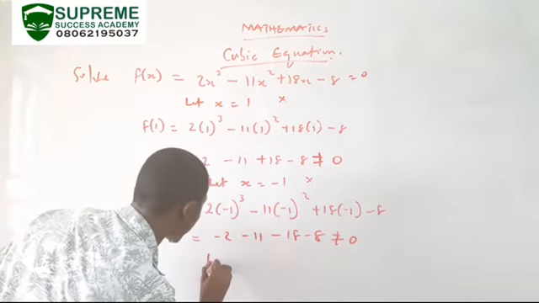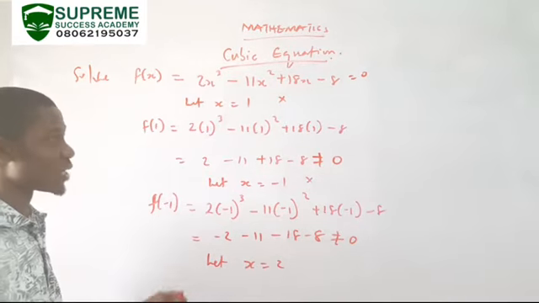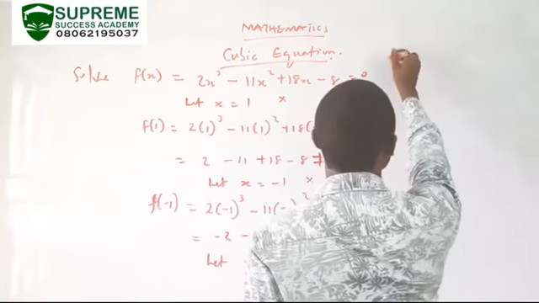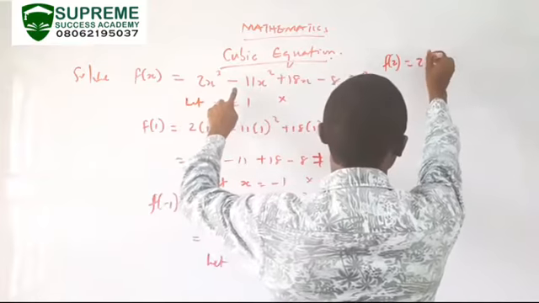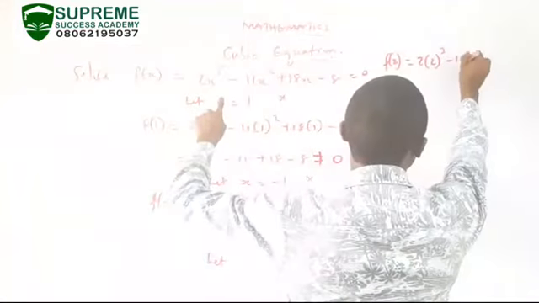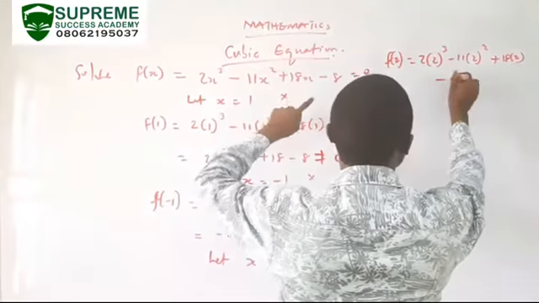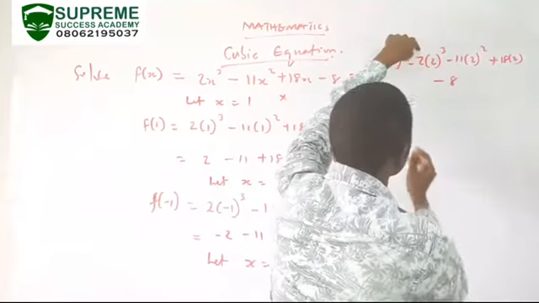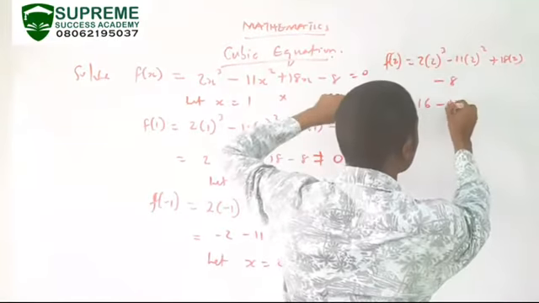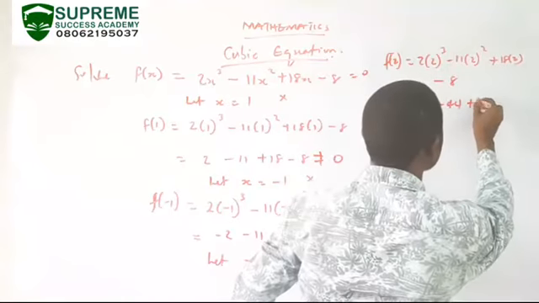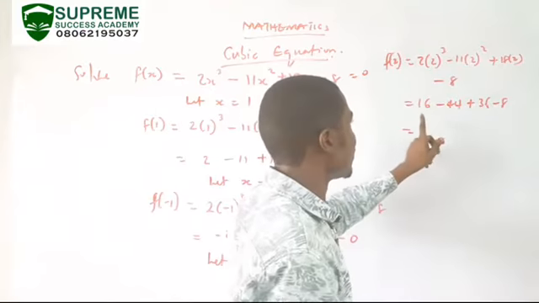Good. Let x equal 2. I know some of you will say, this is too stressful, don't worry. That's the way you solve mathematics sometimes. f of 2 will give us, take 2 inside, 2 into 2 cubed minus 11 into 2 squared plus 18 into 2 minus 8. And this one will give us 8. 8 times 2, that's 16. Minus 2 squared, 4 times this, 44. 18 times 2 will give us 36. Minus 8.